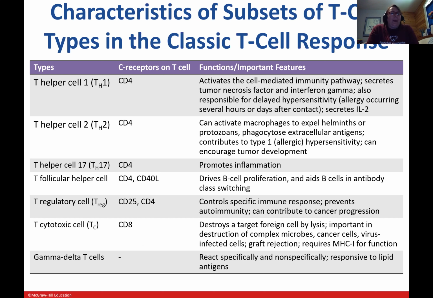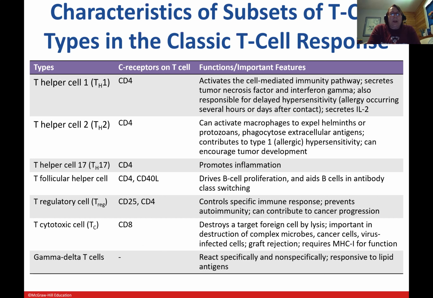Okay, so T follicular helper cells have CD4 and CD40, and this is very much involved in the whole antibody response, and in particular, antibody class switching. And we're going to talk a little bit about the different types of antibodies a little bit later. But for example, you start out with one type of antibody during the beginning of an immune response, and then it switches over to a different type, which is perhaps a little more specific. And again, we're going to talk about that in a little bit.